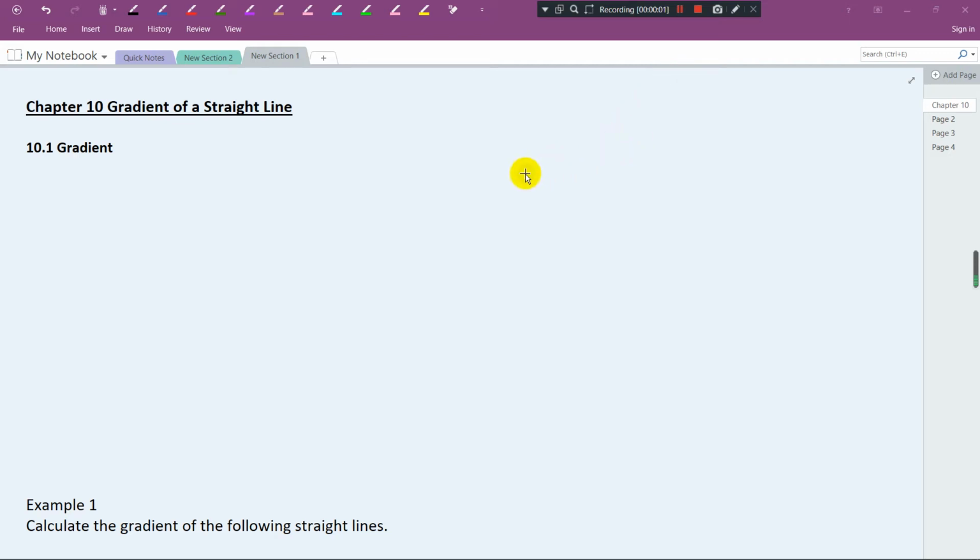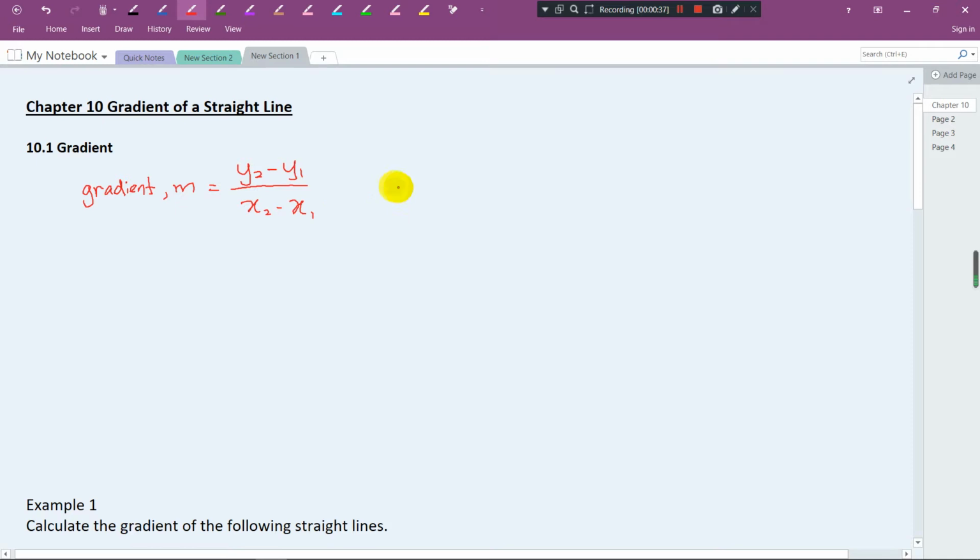Hi everybody, in this video let's look at gradient. The gradient can tell us how steep a straight line is. So what is the formula we use to calculate the gradient of a straight line? Normally we will represent the gradient by using m. So we can use this formula: y2 minus y1 over x2 minus x1. Always remember y on the top, x at the bottom here.